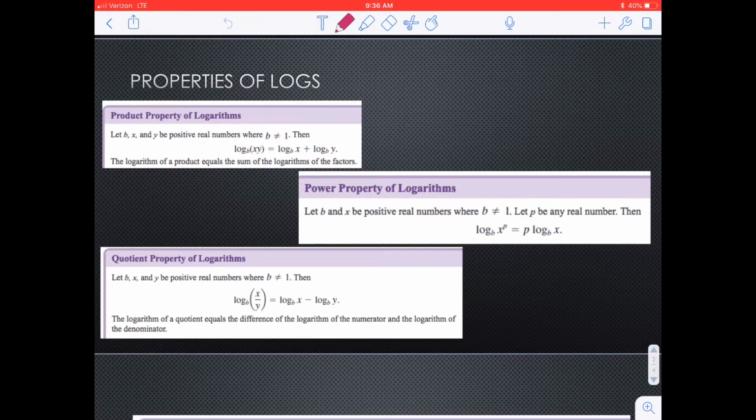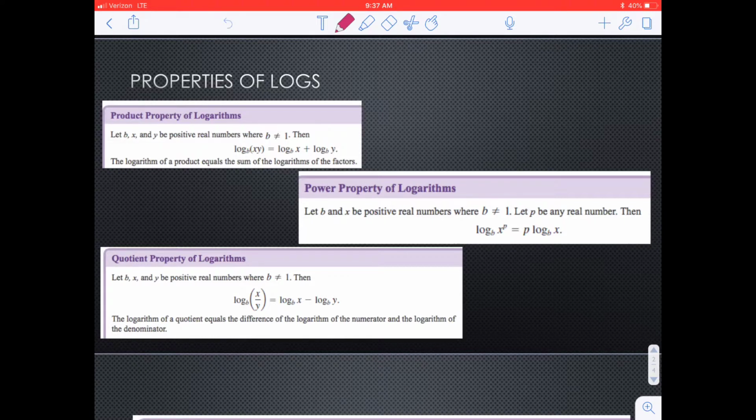Your third property is the power property of logarithms. Let b and x be positive real numbers where b does not equal 1. Let p be any real number, then log base b of x to the power p is equal to p times the log base b of x. So this property helps us take something that's in an exponent and bring it down.